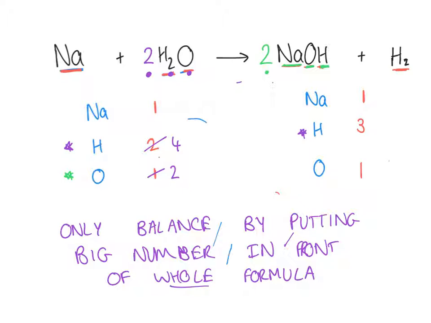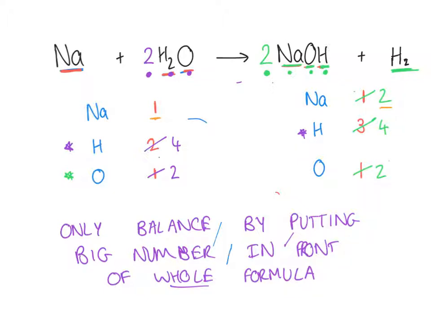So I now have 2 times my 1 sodium. So I now have 2 sodiums. I have 2 times my 1 oxygen, which is 2 oxygens. I now have 2 times my 1 hydrogen, which is 2, but plus the 2 hydrogens here is a total of 4 hydrogens. So you can see I fixed the problem with the oxygen, I fixed the problem with the hydrogen, but again I've created a problem with the sodium. You can see that I now have 2 on the right but only 1 on the left.